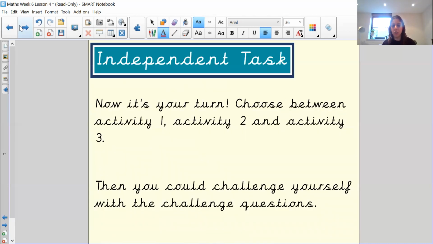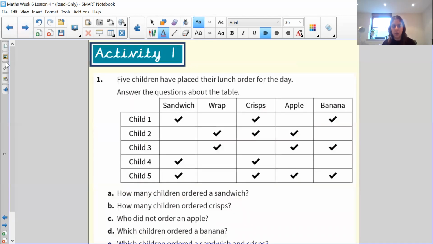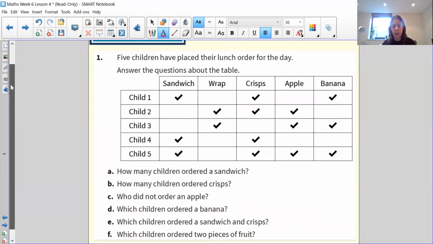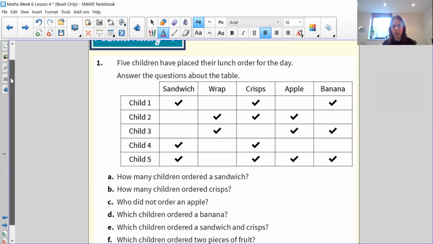Okay, it's your turn. So you're going to choose between activity 1, activity 2, and activity 3, and then you can challenge yourself with the challenge questions. So this is activity 1. 5 children have placed their lunch order for the day. Answer the questions about the table. So you've got a sandwich, a wrap, crisps, apple and banana, and the children at the side. And it's asking you questions about this table. You've got to look at it carefully where the ticks are.